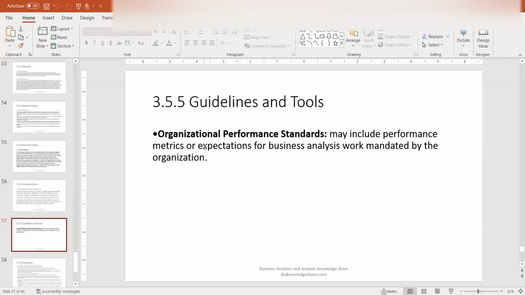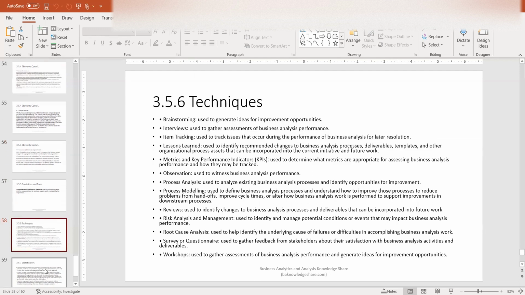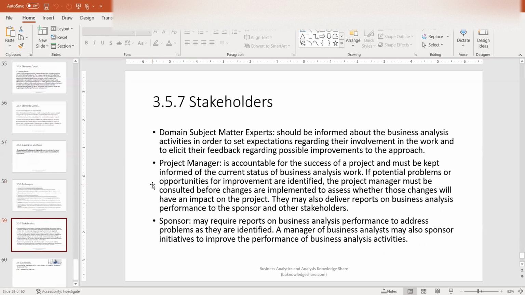Guidelines and tools. Organizational performance standards may include performance metrics or expectations for business analysis work mandated by the organization. Techniques are brainstorming, interviews, item tracking, lessons learned, metrics and key performance indicators, observation, process analysis, process modeling, reviews, risk analysis and management, root cause analysis, surveying or questionnaires, and workshops. A couple of stakeholders involved here are domain subject matter experts, project manager, and your sponsor.